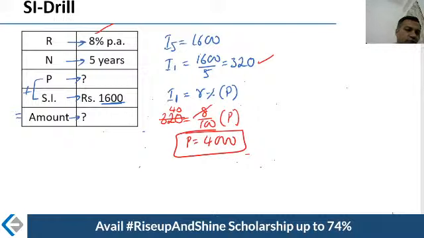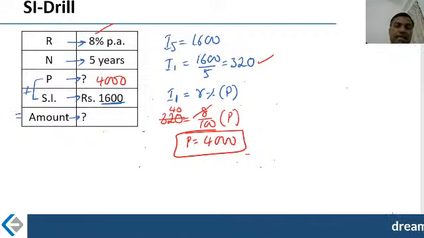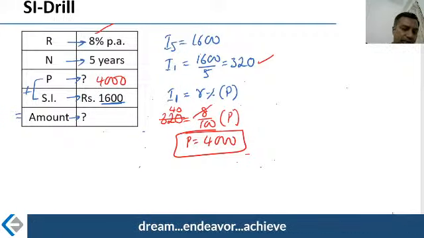So you earned an interest of 1,600 in a 5 year period. Therefore, your amount at the end of 5 years is 5,600. Simple.